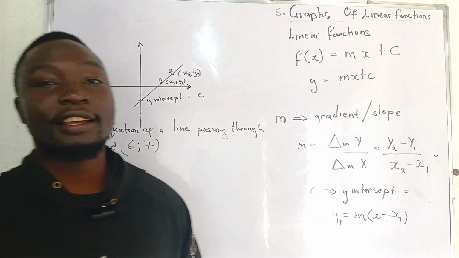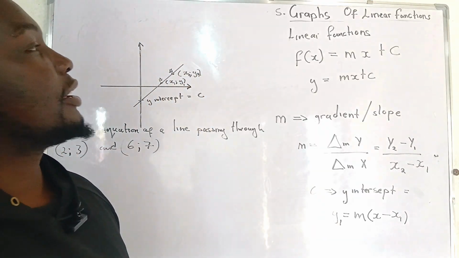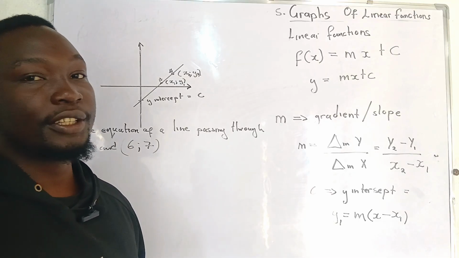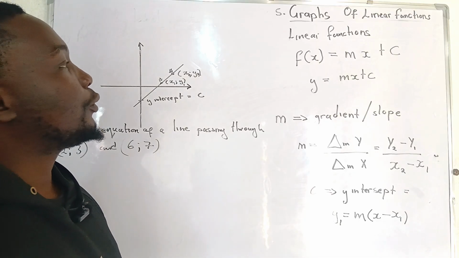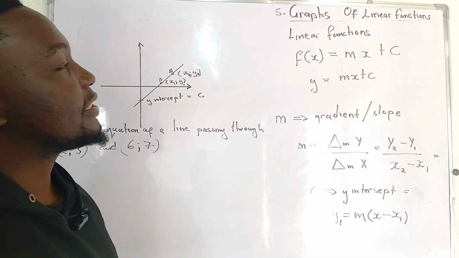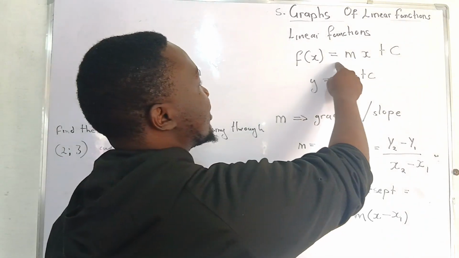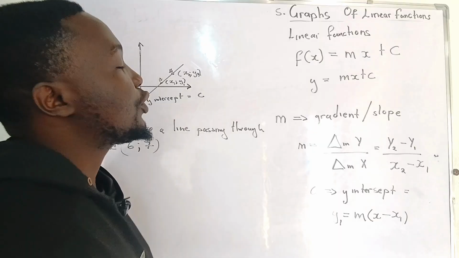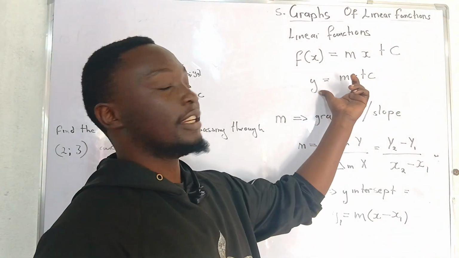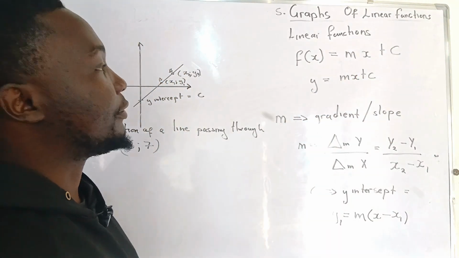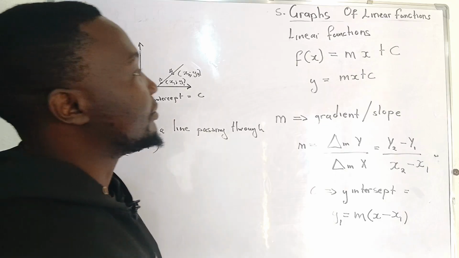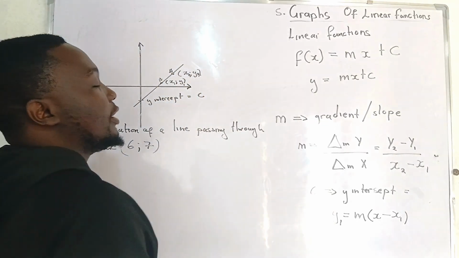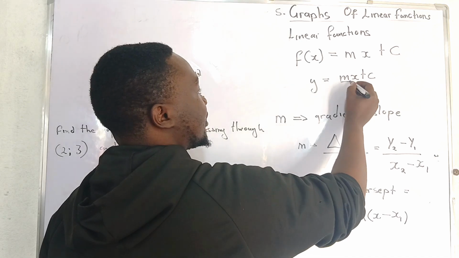Hello students, and we are still on graphs of linear functions, and we're going to look at linear functions today. So a linear function is expressed as f of x equals mx plus c. This is the general form of a linear function, which means it's a graph of a straight line. Linear means straight line.